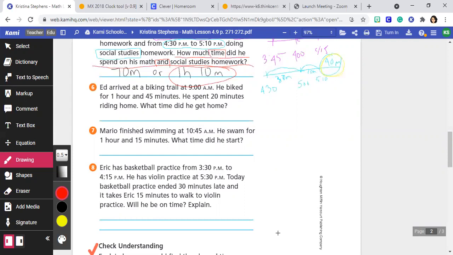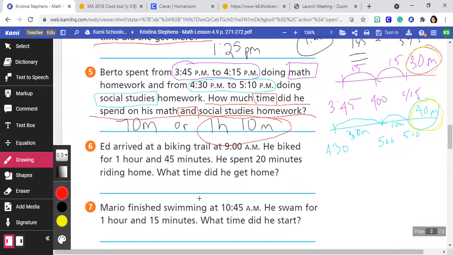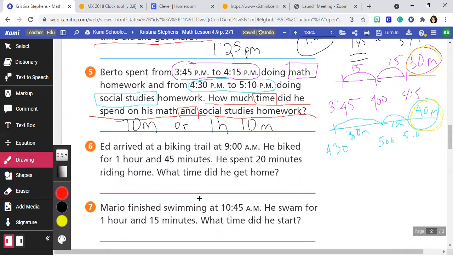Number 6. Ed arrived at a biking trail at 9 a.m. He biked for 1 hour and 45 minutes. He spent 20 minutes riding home. What time did he get home? Well, step 1 is always going to be annotating. And I don't like how this is invading my privacy here. Let's circle it a little bit better there.